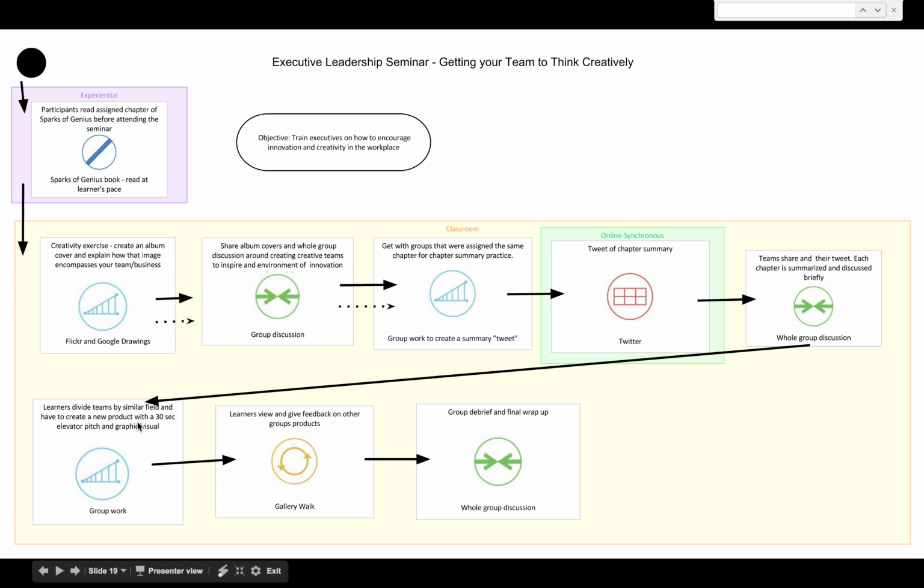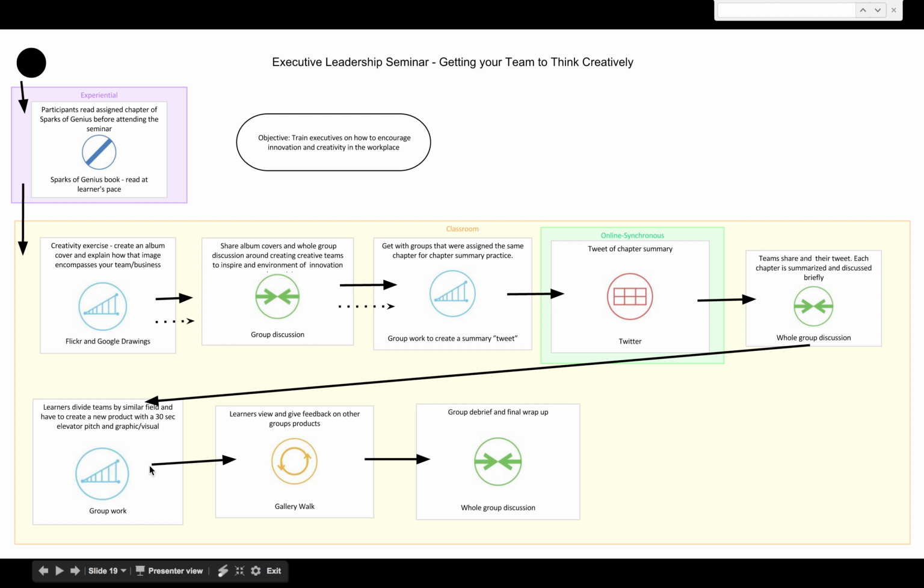And they also have to create a new product with a 30-second elevator pitch and a graphic or a visual. So draw a picture of what their product would look like. And this would be group work.